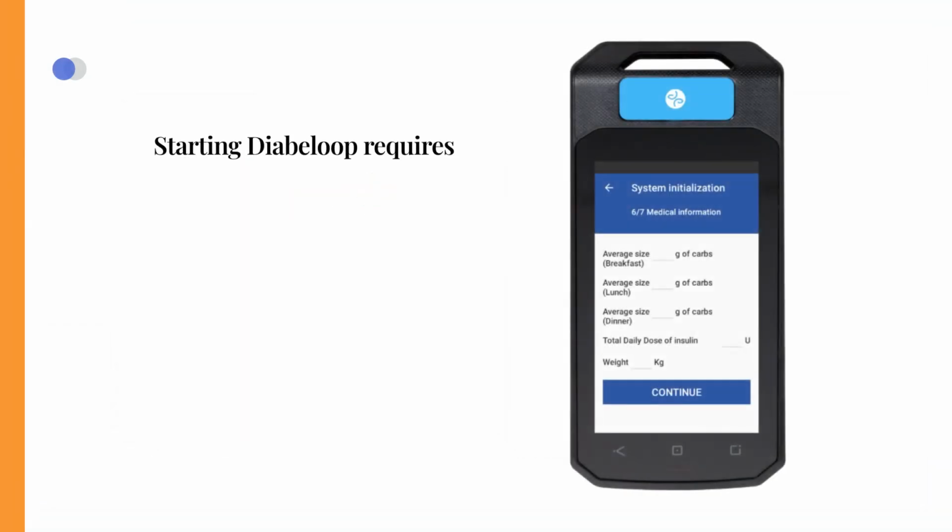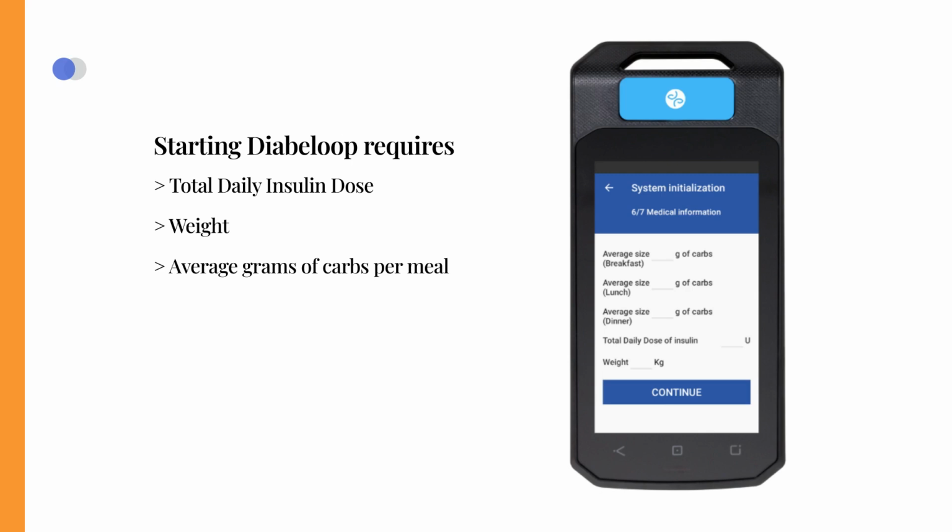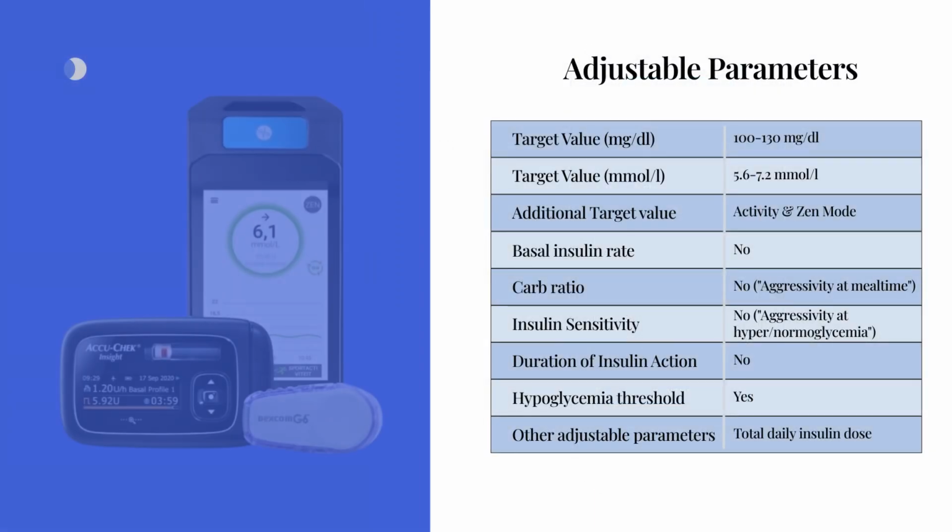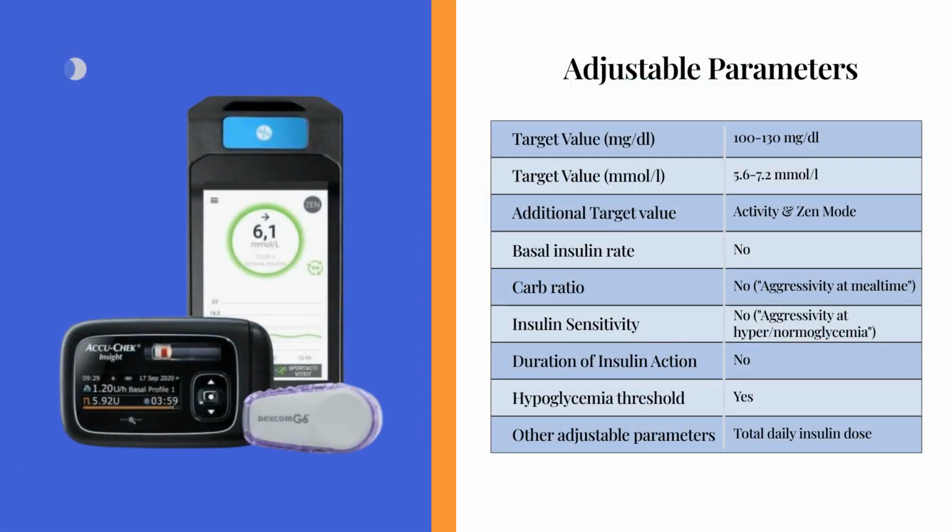When starting with Diabeloop, you need to enter your total insulin dose, weight, and the average number of grams of carbohydrates you consume per standard meal. You may enter 3 standard meals for breakfast, lunch, and dinner. These parameters can be edited later if needed. However, there are certain parameters that the algorithm calculates and cannot be adjusted. These include the basal insulin rate, carbohydrate ratio, insulin sensitivity, and duration of insulin action.